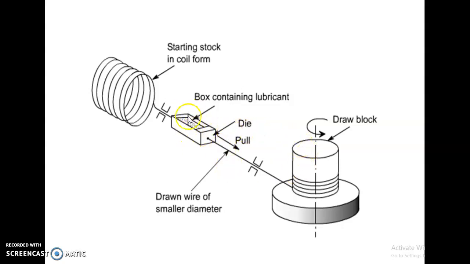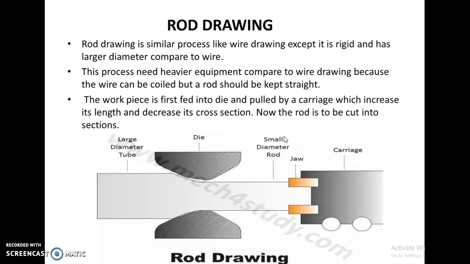Okay, so after finishing this process, the wire is coiled in a draw block. Okay, so this is the process of wire drawing. So next we are going to see about rod drawing.